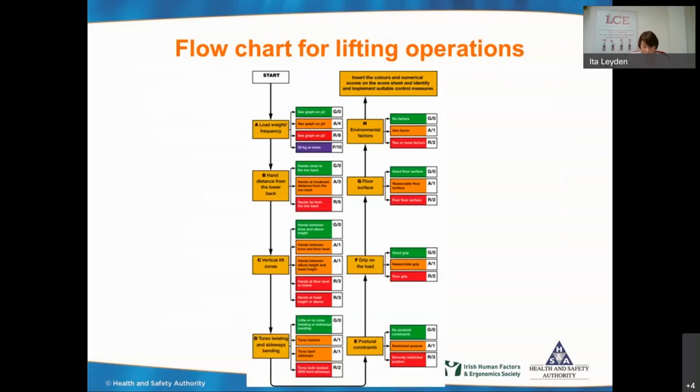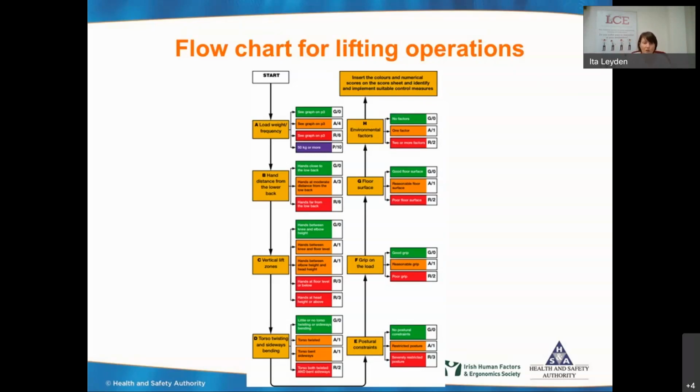So I'm going to ask you to go to the flow chart for lifting operations, which, as I'm finding it here, is on page 7 of your downloads or your printouts. As you'll see, the flow chart just requires you to assess each of the risk factors associated with lifting. They include load, weight, frequency, hand distance from lower back, vertical lift zones, torso twisting, and we follow it around to postural constraints, grip, etc. And in your guide, there's guidance as to how to assess each of those risk factors.